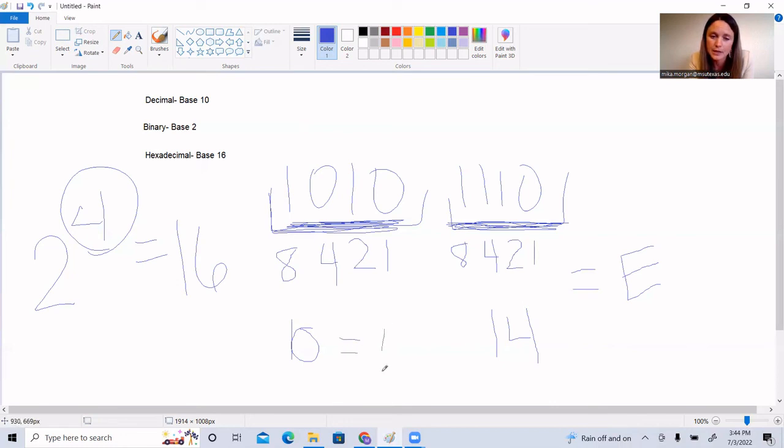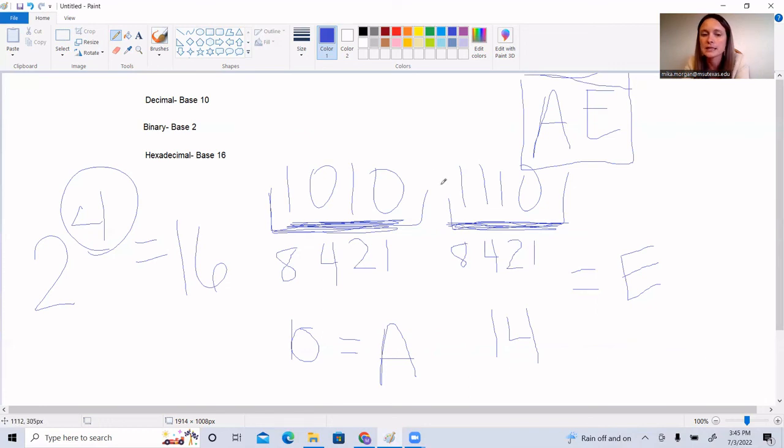Okay. So if I gave you this number, if I said 10101110, that's a binary number, and I asked you to convert that to hexadecimal, the answer would be A, E, American Eagle. That's it.